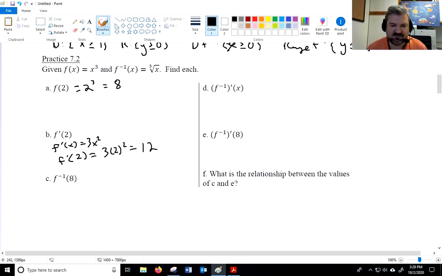F inverse of 8. Well, if f of 2 is 8, then f inverse of 8 must be 2. That's what they do. They swap coordinates. Let's find f inverse. Oh, we can see that here. Here's f inverse. The cube root of 8 is 2.